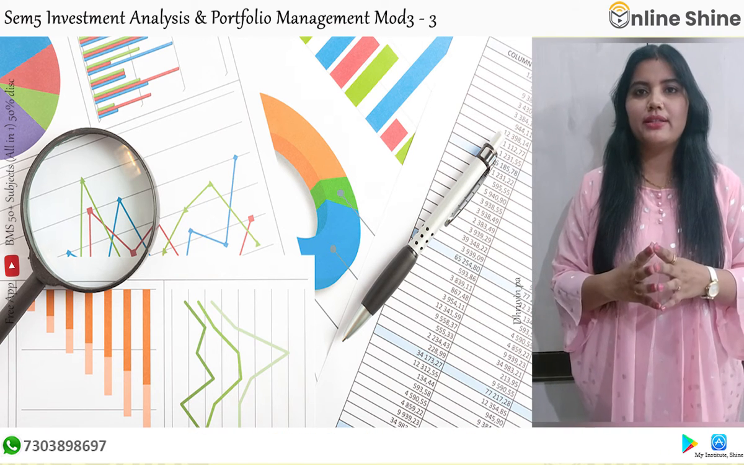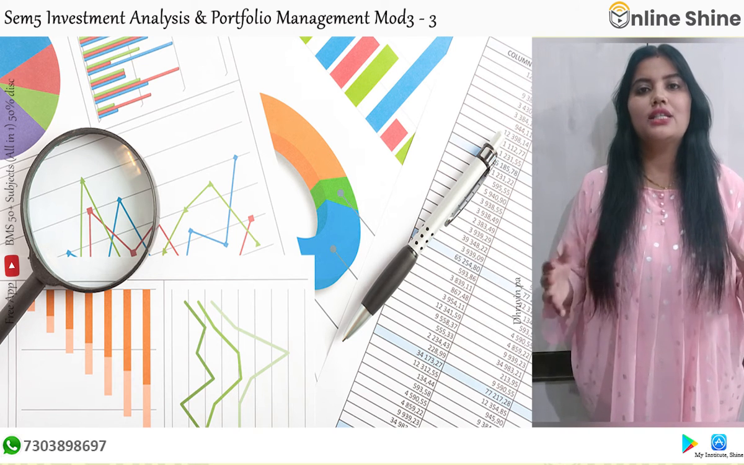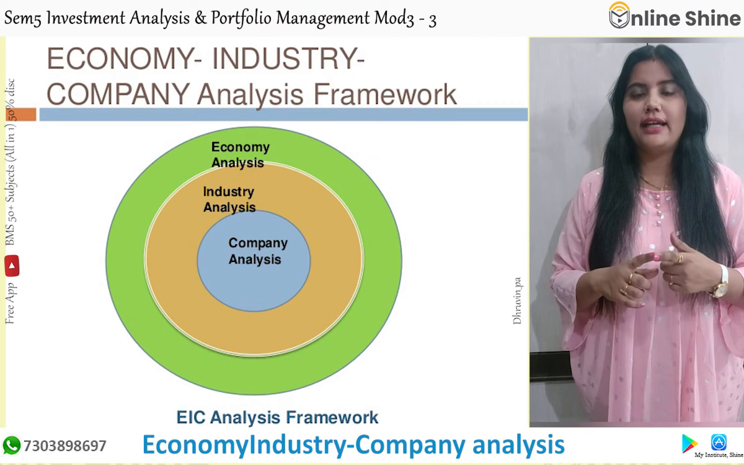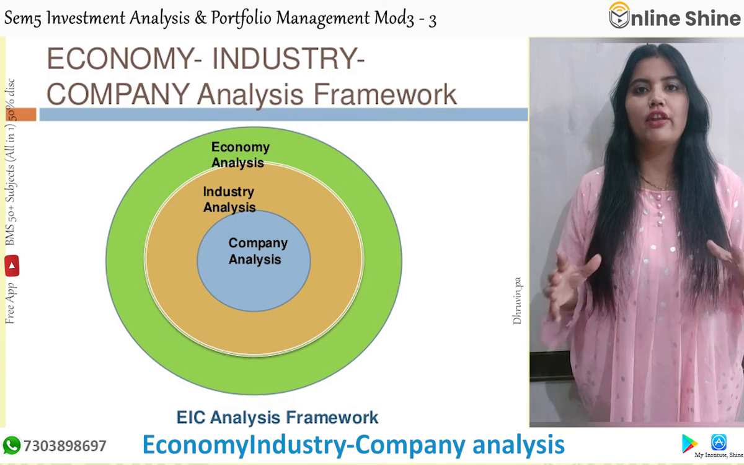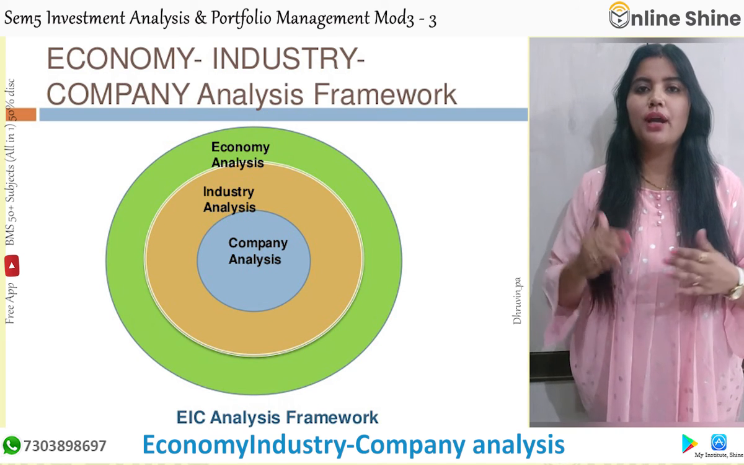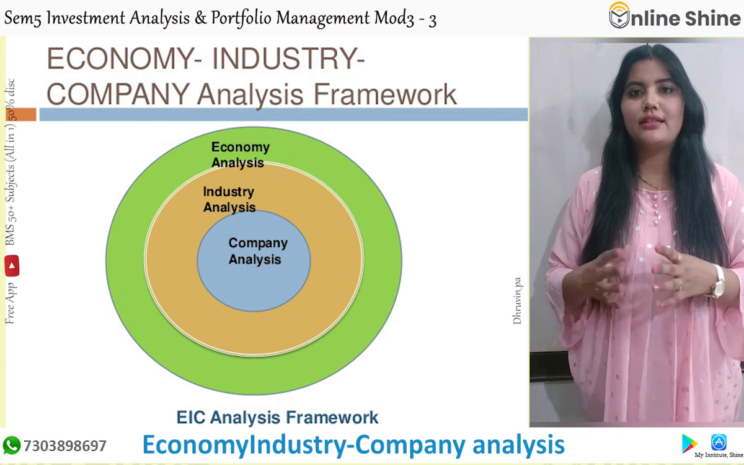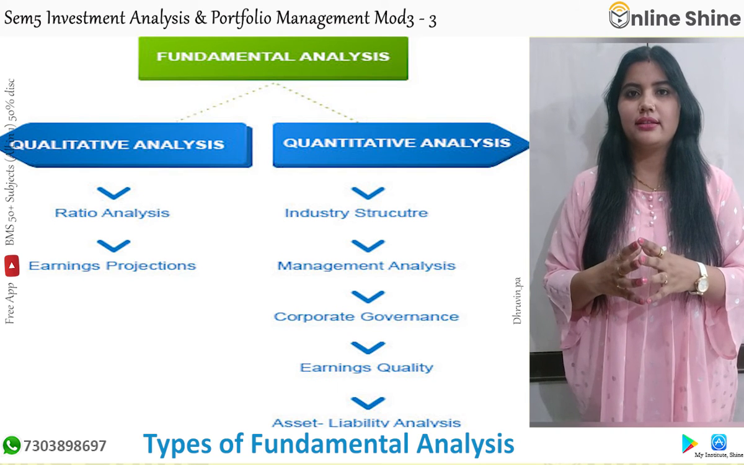The next topic is the three-phase examination of fundamental analysis, also called EIC. E for economic, I for industry, C for company analysis framework, or top-down approach as it is also called. Now next is types of fundamental analysis.